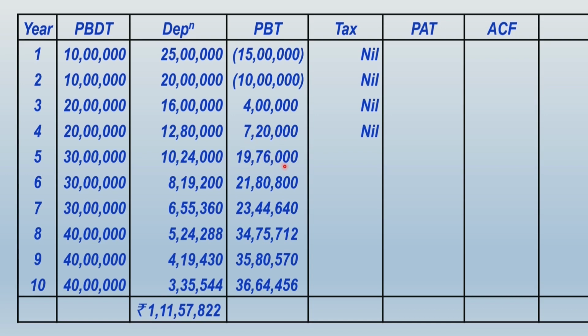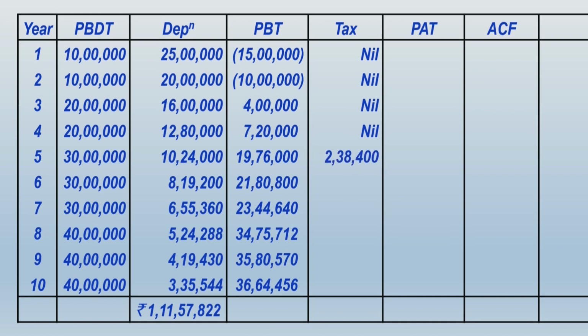there is taxable profit of 19,76,000. So your entire remaining loss will get set off, and now the profit that will be subject to tax will be the difference between 19,76,000 and 13,80,000. That comes to 5,96,000, and that 5,96,000 will be taxable at the rate of 40%. So the amount of tax that will come over here will be 40% of 5,96,000.